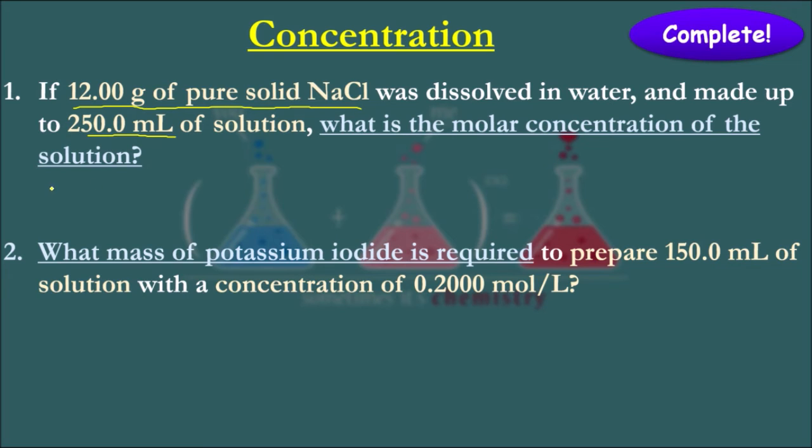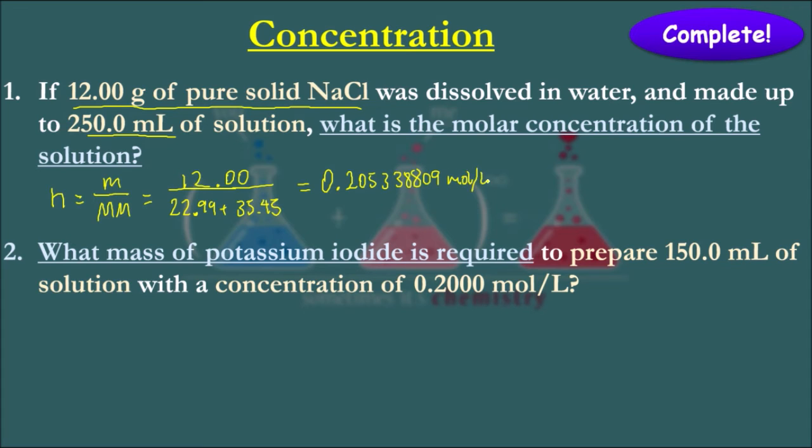So we need to go back to our good old friend n equals little m over molar mass, big M. The mass we have is 12. The molar mass of sodium chloride, according to the periodic table, is written like so. We'll put that in 4 sig figs as well. And I find the number of moles I have is 0.20533809 moles.